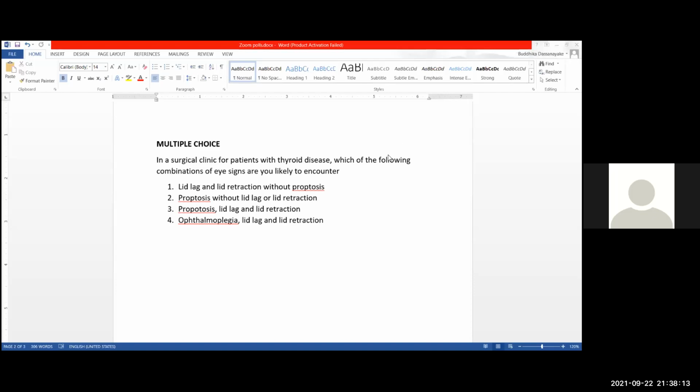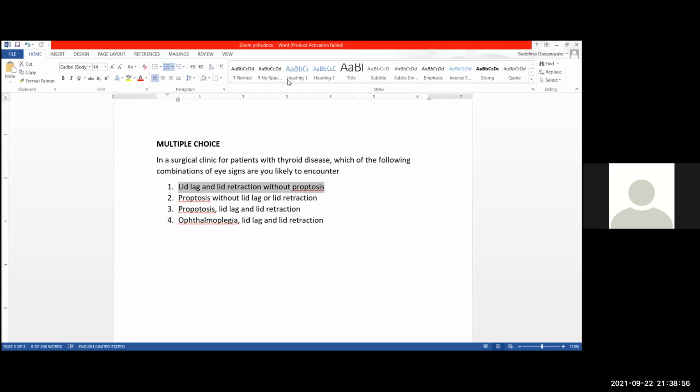Surgical clinic for patients with thyroid disease. Right. Can you have lid lag and lid retraction without proptosis? Anyone? Yes or no, and why? Talk. Yeah, anyone? Unmute a mic and talk. Can you have lid lag and lid retraction without proptosis in a thyroid clinic? Yes, sir, in cases of hyperthyroidism other than Graves' disease?